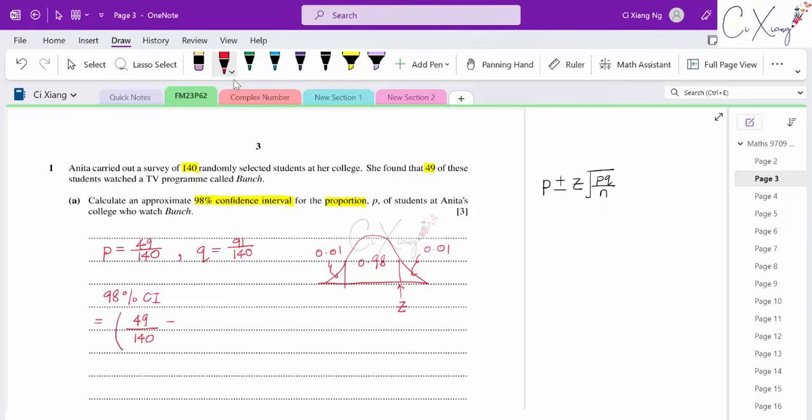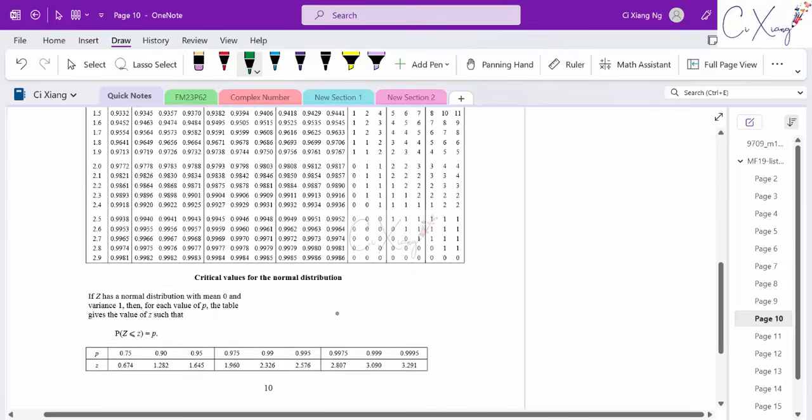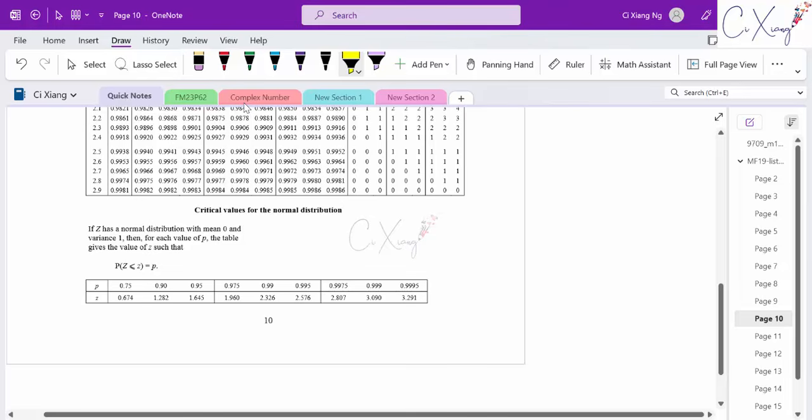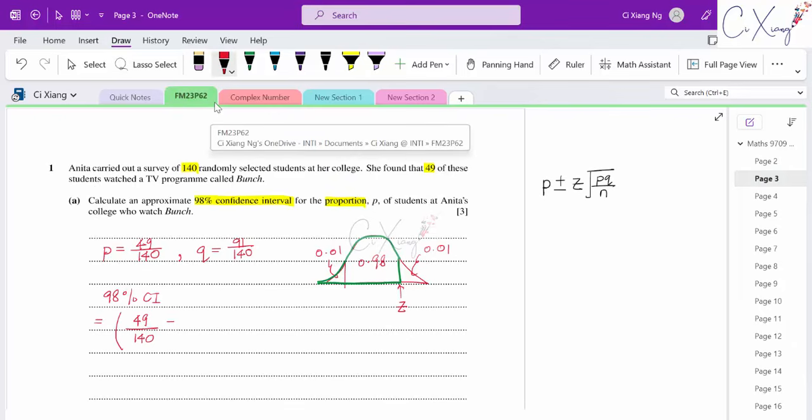And then if I want to get the value of z, I should focus on the area below the value of z, which is 0.01 plus 0.98, I get 0.99. To get the value of z, I will look for 0.99 from the shortcut table at the bottom. So 0.99 area gives you the z, which is 2.326. So when I substitute the value of z in my formula, I have 2.326, then square root of PQ over n.